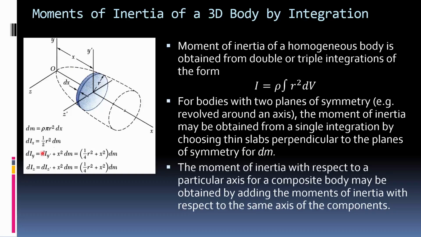It's also important to notice that the moment of inertia with respect to a given axis for a composite body can be obtained by adding all the individual pieces. Just like we've done in 2D, now we're doing the same thing in 3D. You can add the mass moment of inertia of each one, as long as you hold the axis similar for all of them.